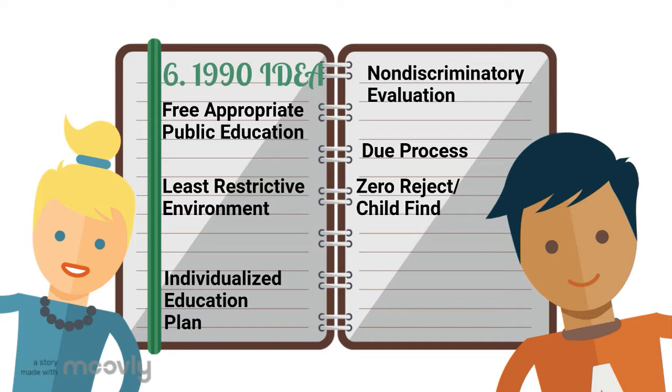Individualized education program: this is an annually updated written plan organized by a team of professionals and parents to aid the student with disabilities' educational process and progress. Non-discriminatory evaluation: when assessing a student with a disability, the assessment must not discriminate on the basis of race, culture, or disability. Due process: special educational services may be disputed if not to the parent's satisfaction. Zero reject, or child find: students with disabilities may not be omitted from receiving a public education because of disability.